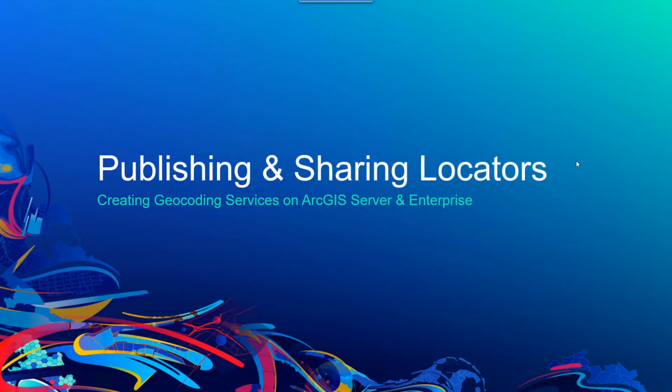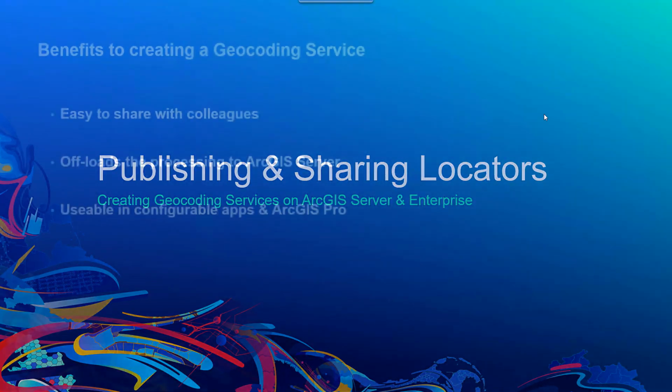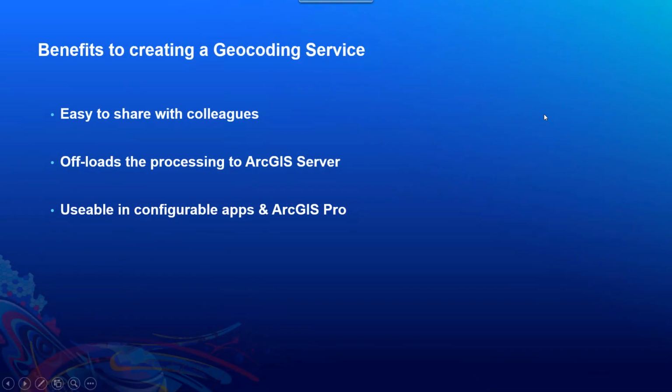All right, let's dive right in. First is publishing and sharing locators. So this is creating geocoding services on ArcGIS Server and ArcGIS Enterprise. So let's say you've built a locator based on the data that you have for your city, maybe the streets, the parcels, or the points, and you want to share that locator to your ArcGIS Enterprise organization or to ArcGIS Server. So why would you want to create a geocoding service?